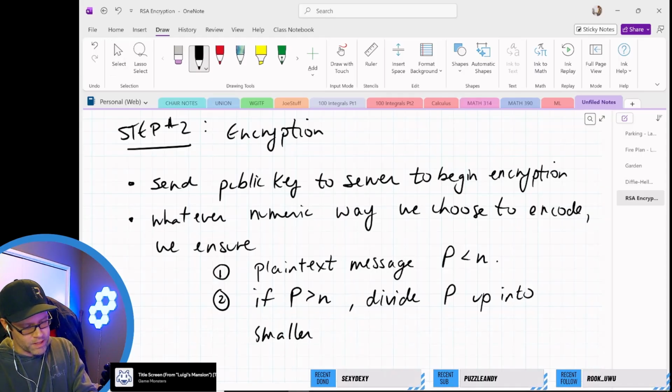I almost said smaller bits, but I shouldn't write that. Let's just say smaller pieces.